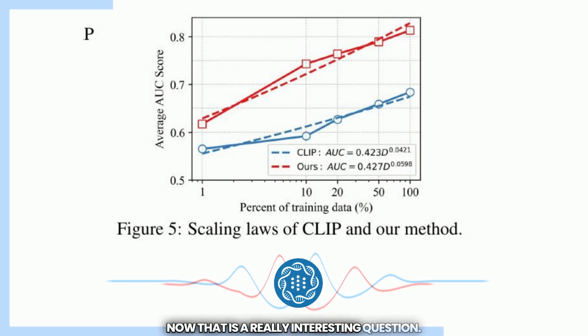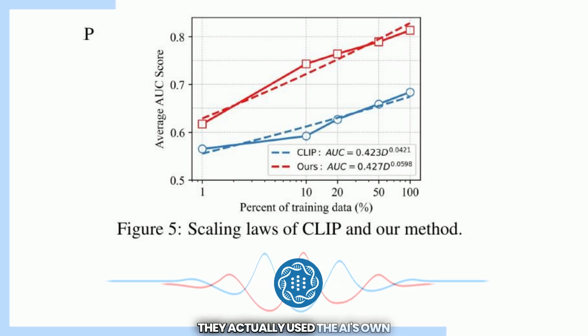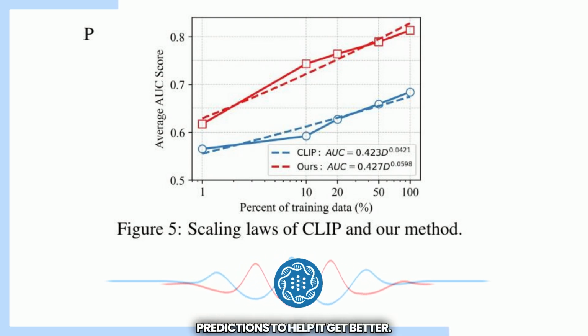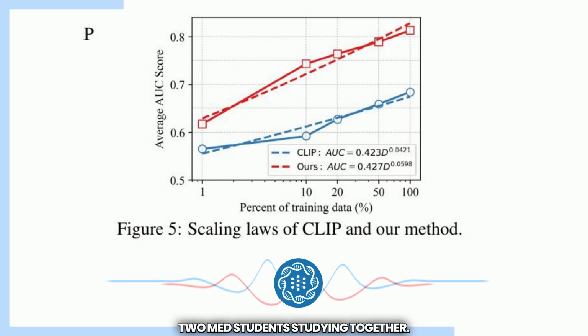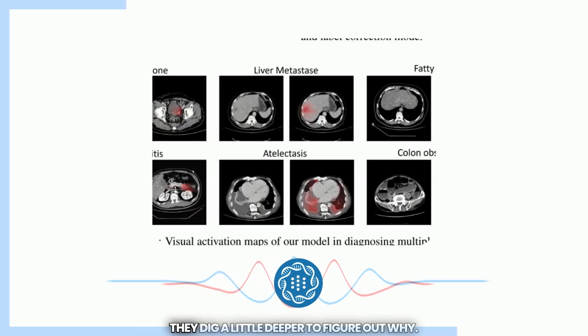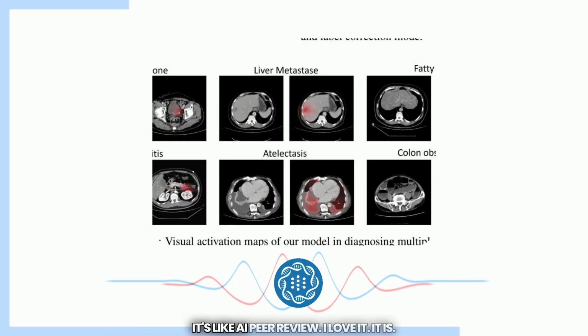Now, that is a really interesting question, and here's how they tackled that. They actually used the AI's own predictions to help it get better. Wait, the AI is learning from itself? Kind of. Think of it like two med students studying together. They compare notes, and if they disagree on something, well, they dig a little deeper to figure out why. It's like AI peer review. I love it.